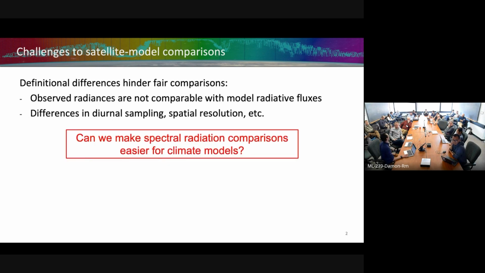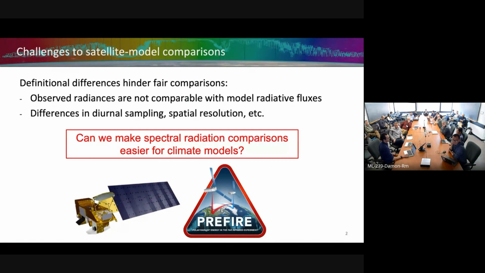And so, yes, I do think we can make these comparisons easier. I'm going to give an example with 2 NASA missions. On the left, this is AIRS, or I guess it's the Aqua platform that has AIRS on it. This instrument has a more than 20-year record. It's incredibly valuable, and it covers a huge part of the infrared spectrum. So there's just a lot of information about the entire atmosphere in AIRS observations.